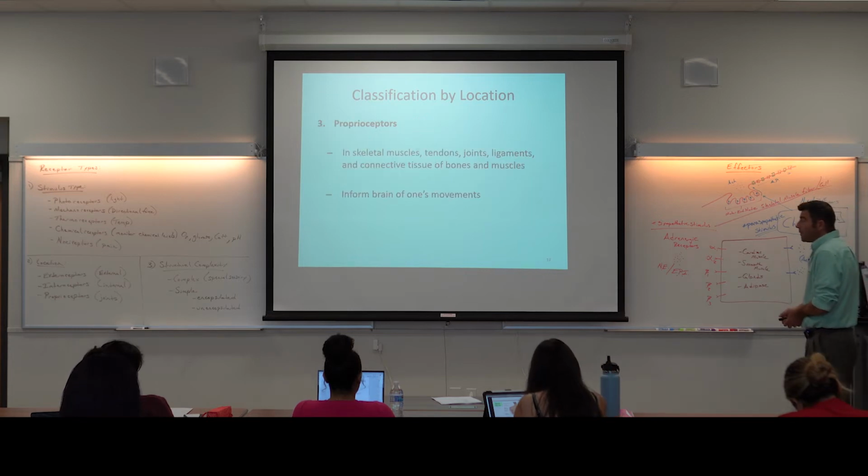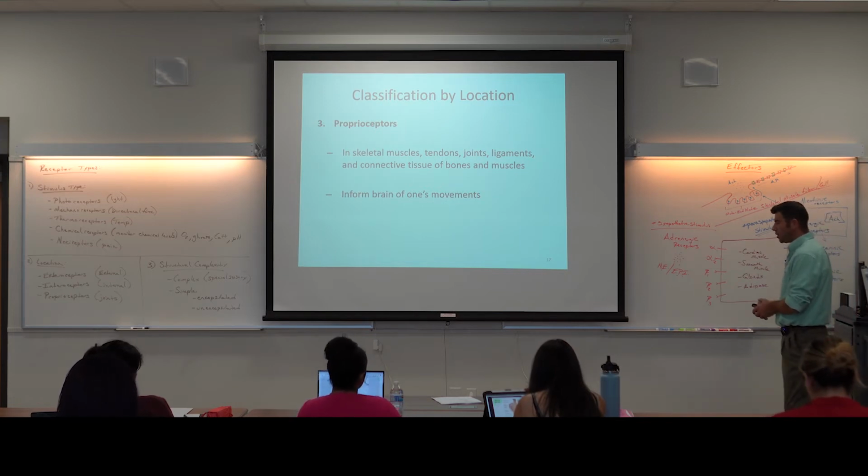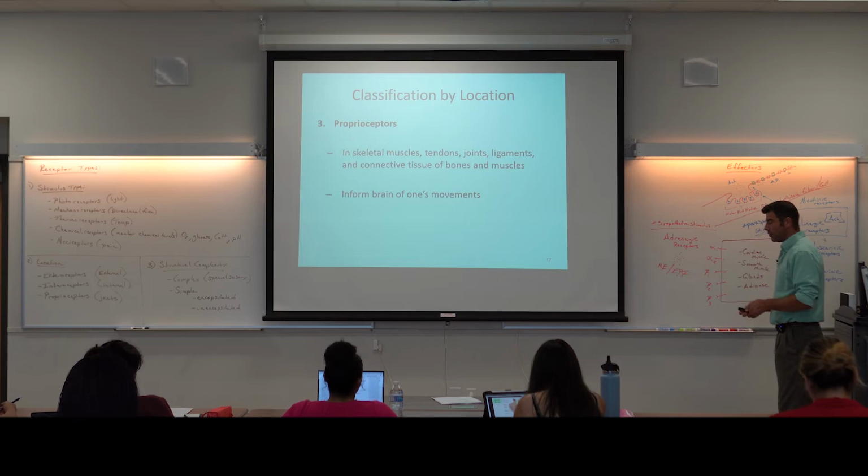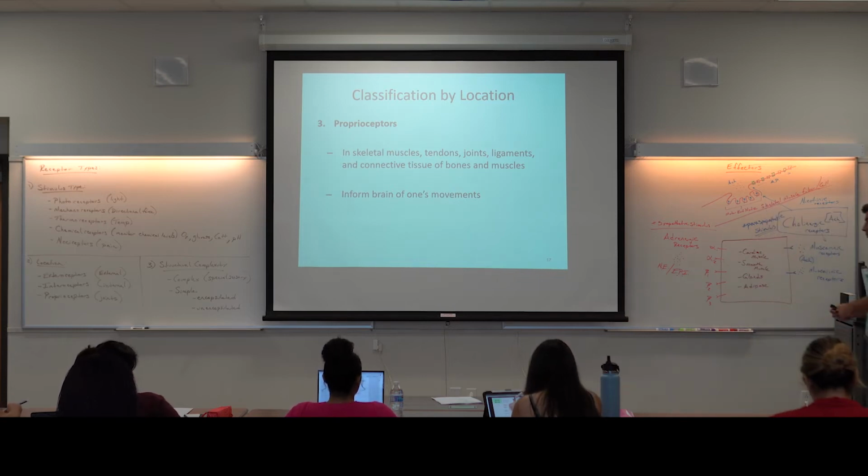And then the third one, based off of its location, we said was proprioceptors, and they're found in the joints of the body, and they convey information about the position of those joints, whether they're in an okay, normal resting position, or if they're stretched in some kind of weird position.